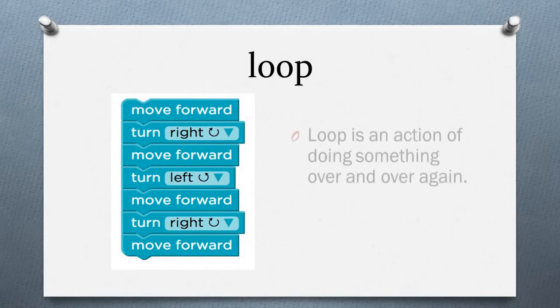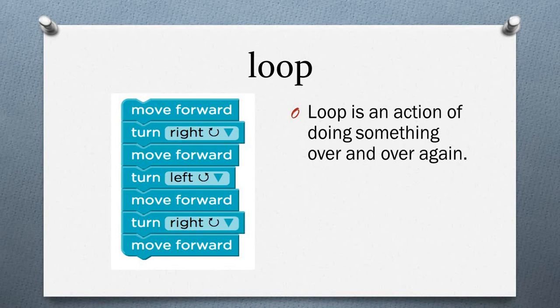Now, when we say loop, loop means doing something over and over again. As we can see in the picture, we have a repeated block. It says move forward, turn right, move forward, turn left, move forward, turn right, move forward. Now, if you have a command that you need to do more than 1,000 times, are you going to be putting move forward, turn right, move forward, turn left, move forward, turn right 100 times? No, that will waste your coding area and also waste your time, and also it will have more blocks in your workspace area. So instead, we apply loop.